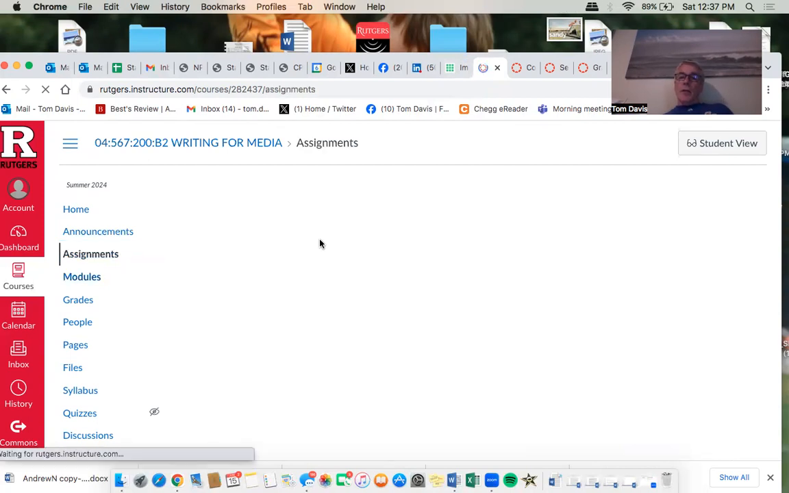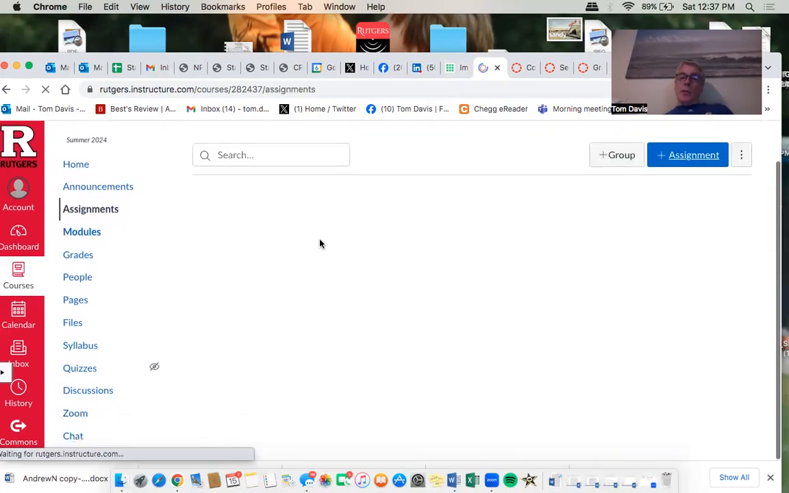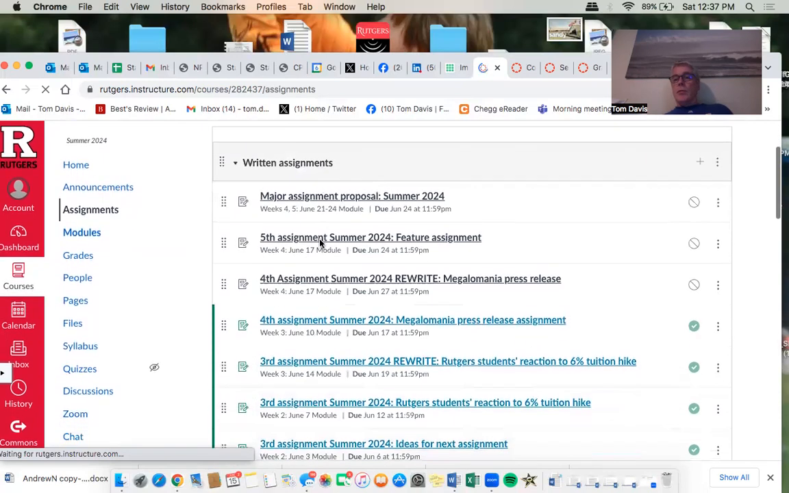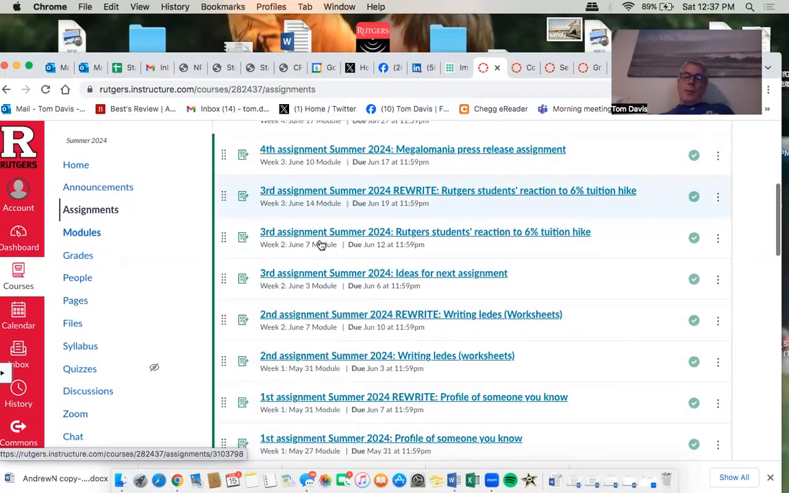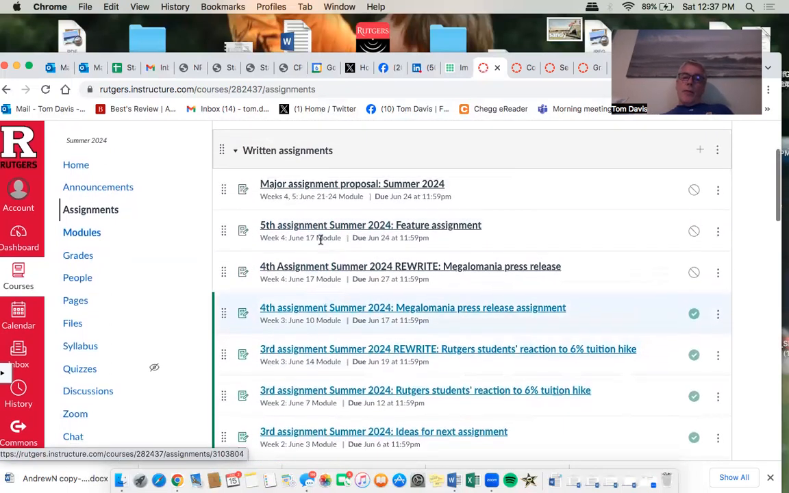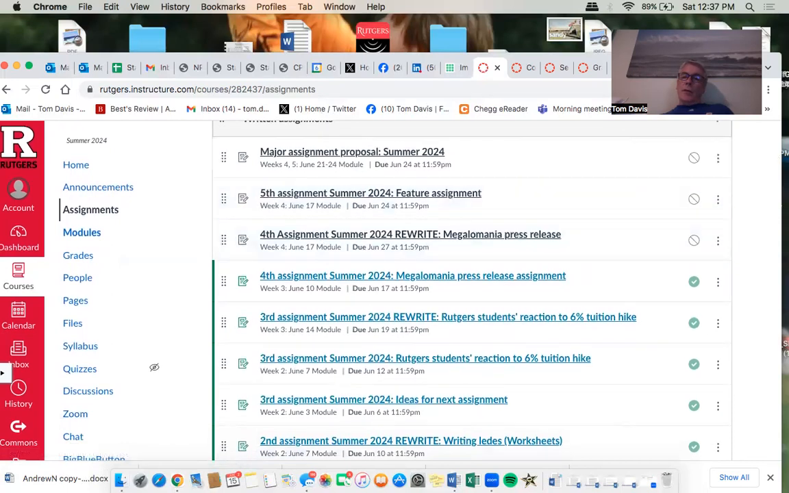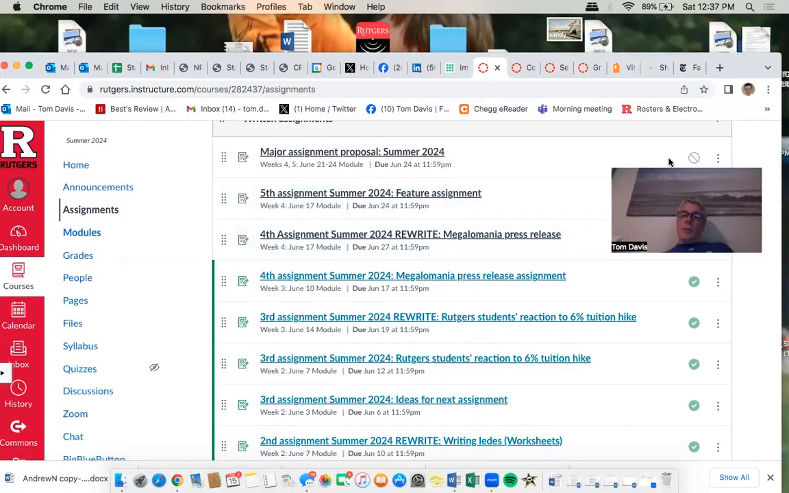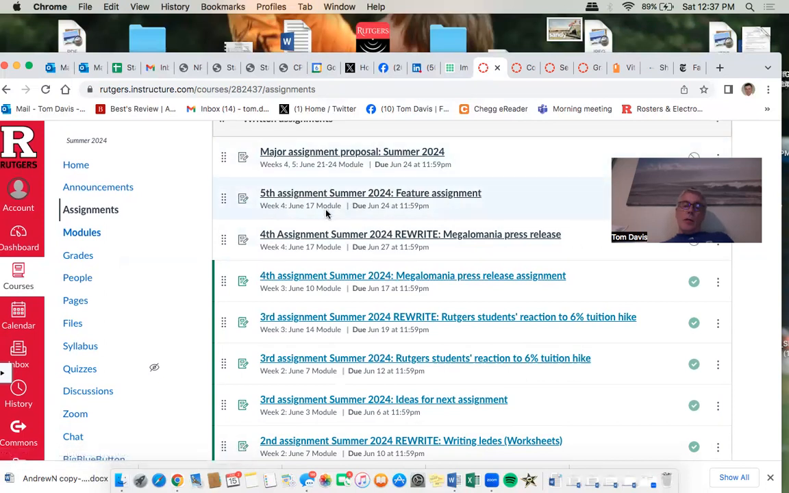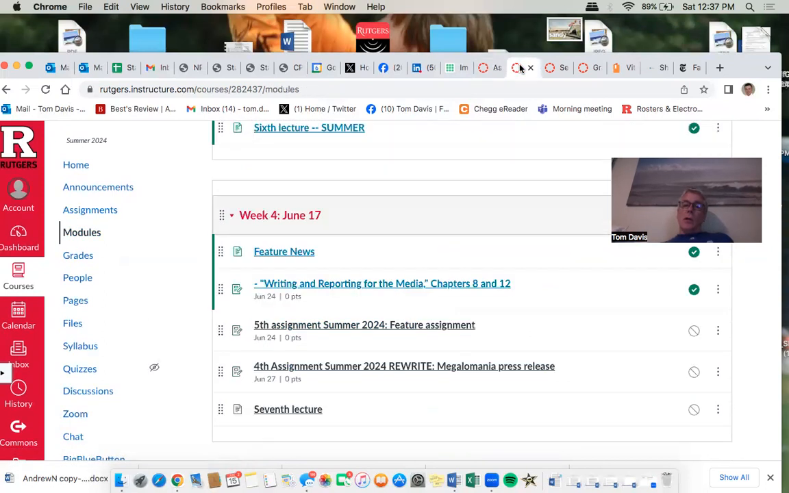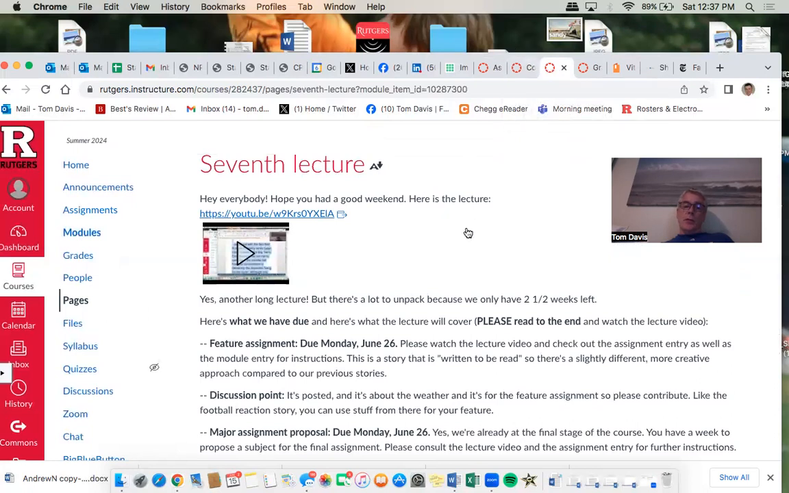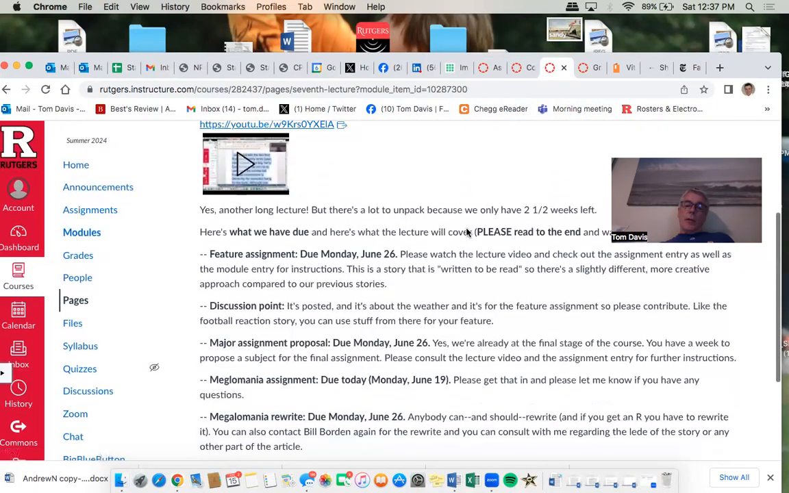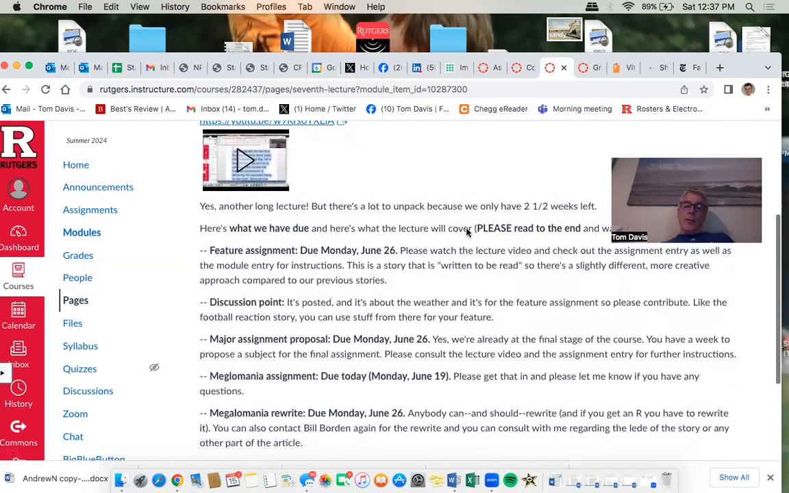I also have chapters 8 and 12, which I'll go over in the next lecture. Chapters 8 and 12 are the feature story readings. They're the last readings of the semester. But what's interesting is that I feel the book, the 13th edition here, doesn't do a great job describing what a feature story is. So in my descriptions of what needs to be done on a feature assignment, I put copies of old texts on Canvas.